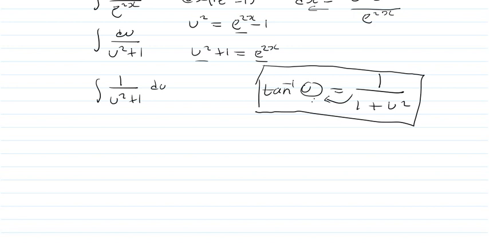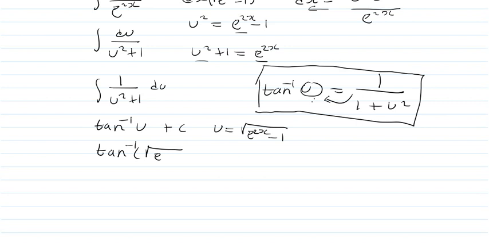So here the integration of 1 over u squared plus 1 is simply arctan u plus c. But we said u is equal to the square root of e^(2x) minus 1. So replacing in this function, we're going to have tan inverse of the square root of e^(2x) minus 1, plus c. This is our final answer.